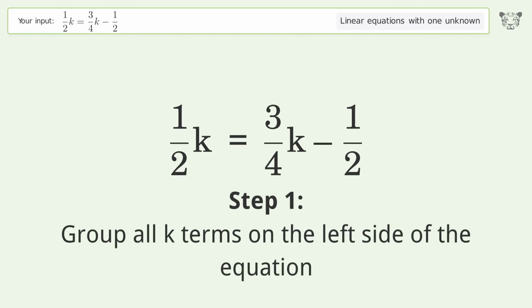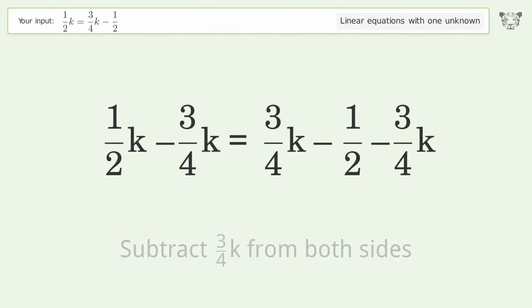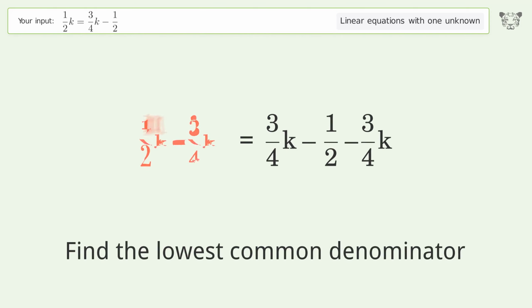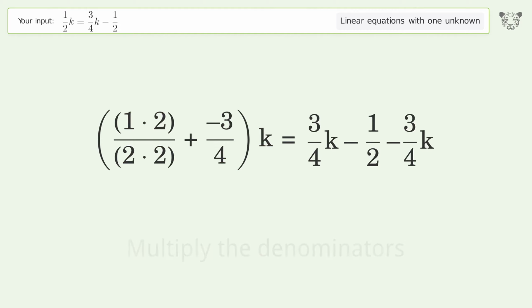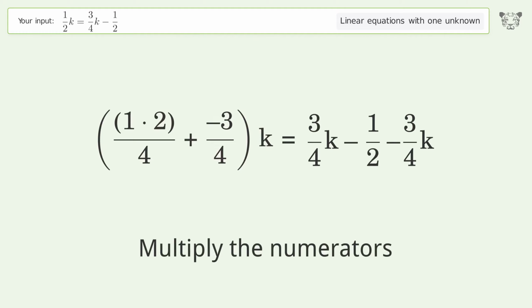Group all k terms on the left side of the equation. Subtract 3 over 4k from both sides. Find the lowest common denominator. Multiply the denominators. Multiply the numerators.